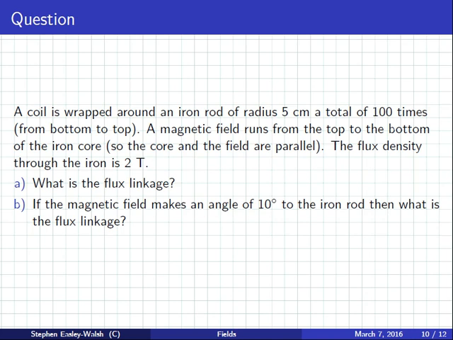Wait, the A is 0.05 squared. No. Clearly, pi R squared. But this is not the radius. Never mind. Pi times 0.05 squared. Is that an answer, B? 1.57. What's that? 1.57. Yeah.